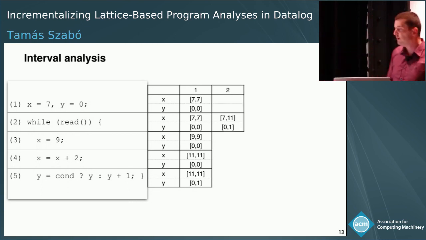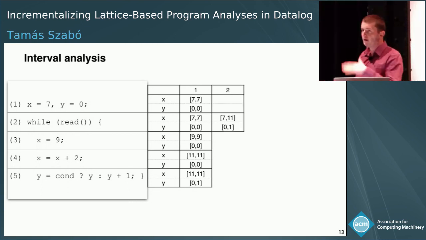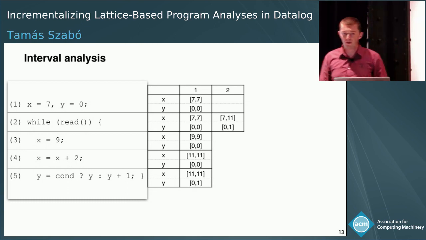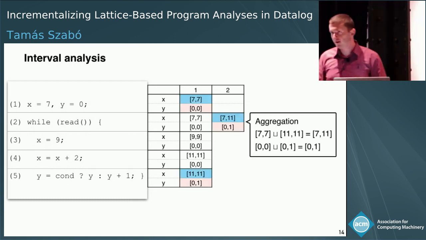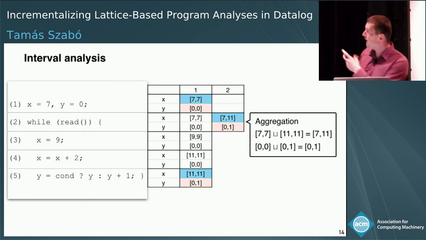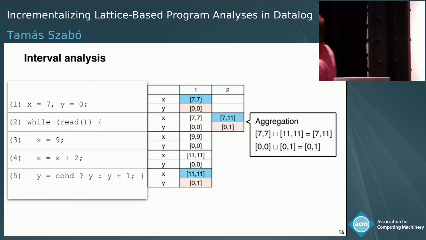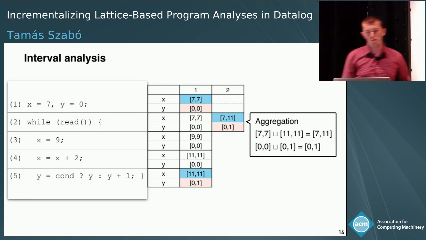Now, what happens here when we propagate back the interval from the statement 5 to the loop head, this is where aggregation takes place. Essentially, you can see here with the highlighted cells what gets aggregated together. So on one hand, for the variable x, we aggregate the 7, 7 and the 11, 11. We're using the least upper bound operator of the interval lattice to do that, and this yields us the 7, 11 interval. Then we take the 0, 0 for y and the 0, 1 from here, and this yields 0, 1 as the new interval.